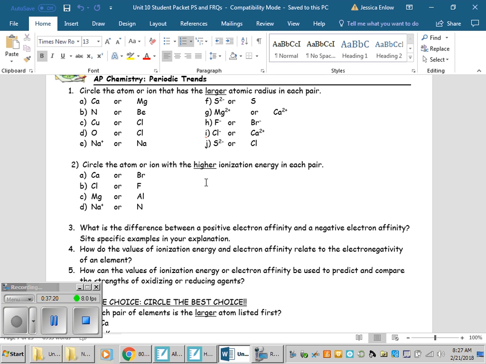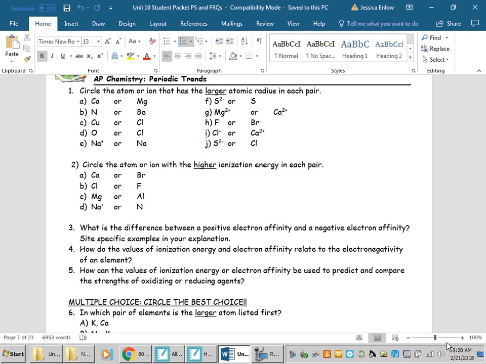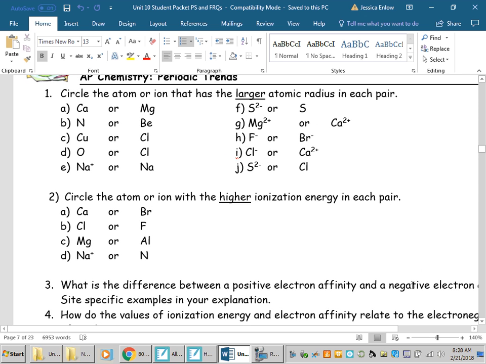F, S2 minus, because you got two extra electrons causing repulsion. If you want to add this little bit of commentary, it might help you remember why you chose that. G. Calcium is larger because it has an extra shell. H. Bromine's bigger because it has 2 extra shells. Okay. I.